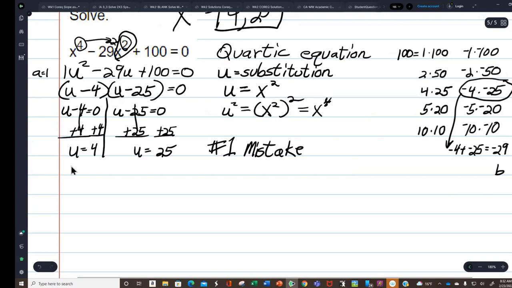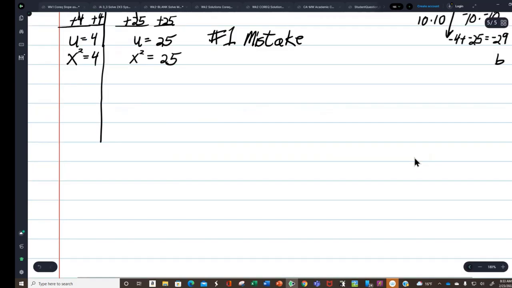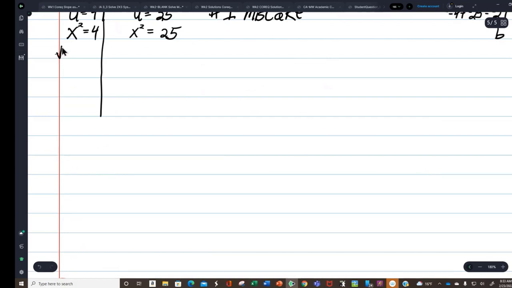So u equals x squared, I'll have x squared equals 4. And let's continue this on down. And x squared equals 25. And I think I'll use the square root method because it's so fast. The square root of x squared equals plus or minus the square root of 4. So x equals plus or minus 2. And over here, the square root of x squared equals plus or minus the square root of 25. So x equals plus or minus 5.